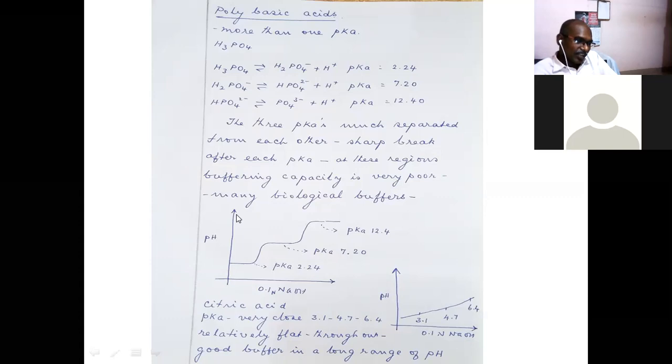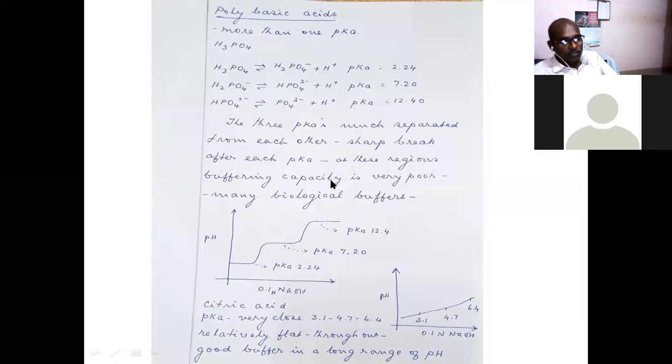So look here, when you plot pH versus the volume of NaOH added for phosphoric acid, you are getting a flat region in the pH range 2.24, then it suddenly increases. And again, it attains a flat range at pH 7.2, and then it increases sharply. And again, it attains a flat region at 12.4. Therefore, at all these regions where a flat curve is observed, a buffering capacity is seen, but the buffering capacity is very poor because it buffers at three different places, but to a very small extent.